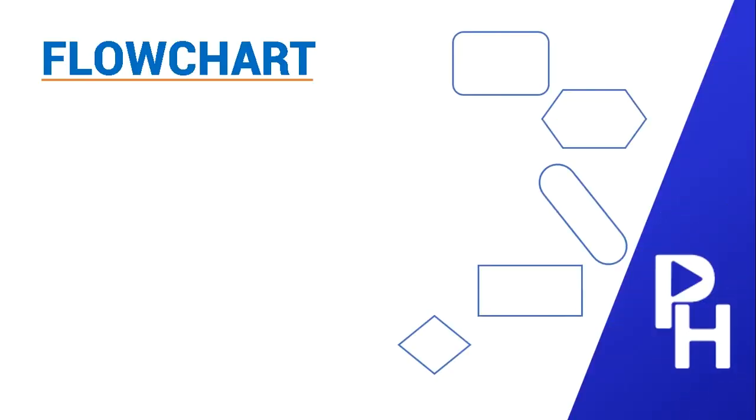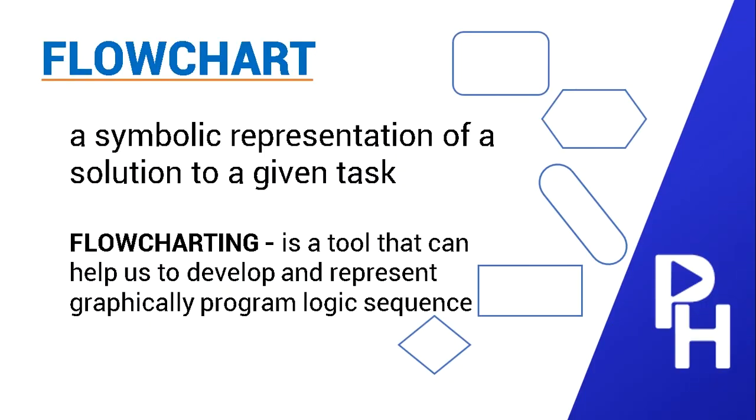Alright, so a flowchart is a symbolic representation of a solution to a given task. And flowcharting is a tool that can help us to develop and graphically represent a program's logic sequence.